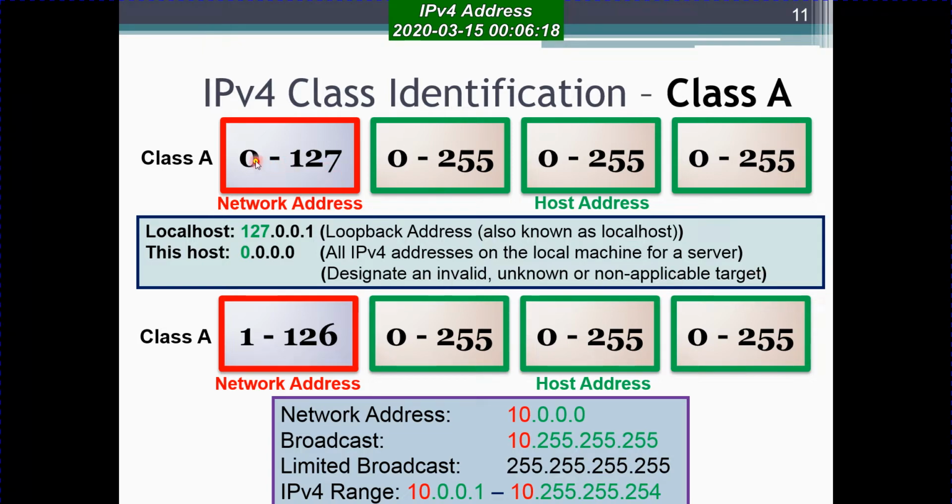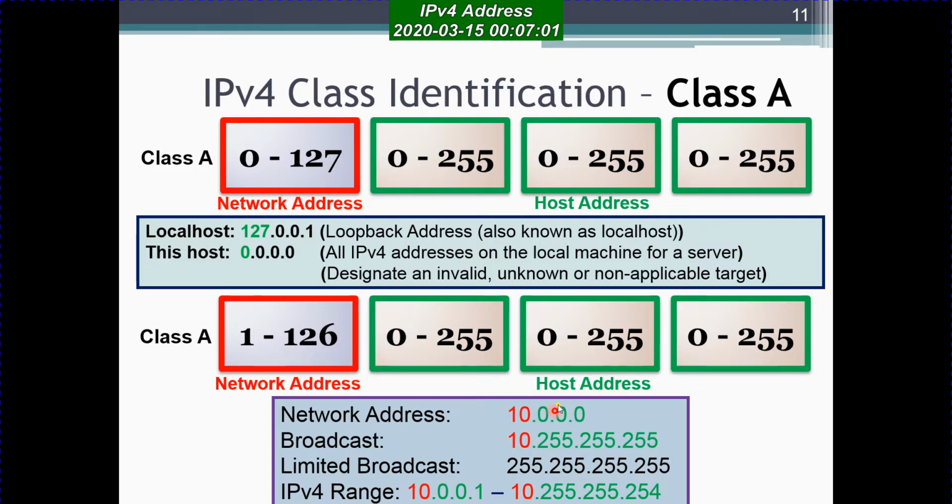That's why now we're going to remove 0 and 127, so this interval will shrink to values between 1 and 126. So now, if you want to create a class A IP address and assign it to a computer, the starting value should be between 1 and 126. Still, this byte here in red color is going to contain the network address, whereas the green colored bytes are going to contain the host address. As an example of a network address, we have 10.0.0.0. What you notice here in red color is the network address. In green color is the host address.